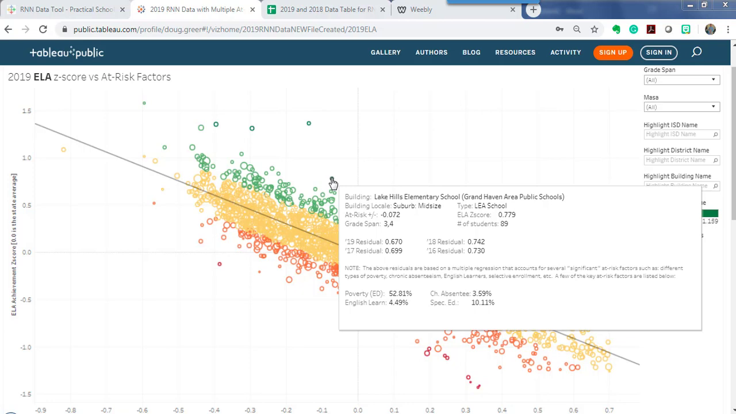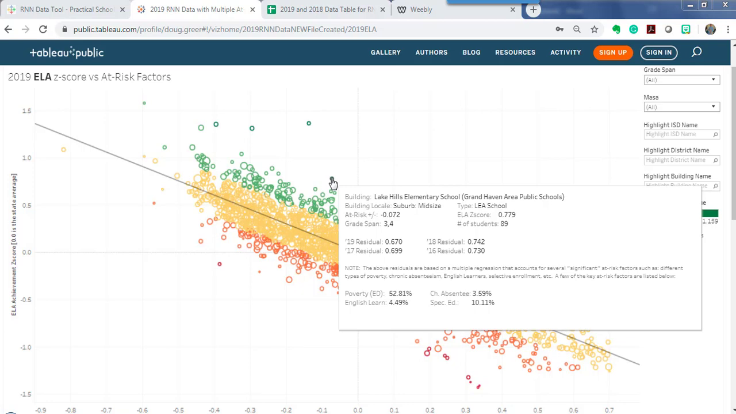Every time you hover over a school, you will see some additional information, such as whether it's urban or rural or suburban. You'll also see the at-risk number. That is how far above or below it is from the state average. So you might think of this as like 7% below the state average with at-risk factors such as poverty, chronic absenteeism, English learners, special ed. You'll see those numbers of poverty and chronic absenteeism down below. Those are some of the key factors for the multiple regression.